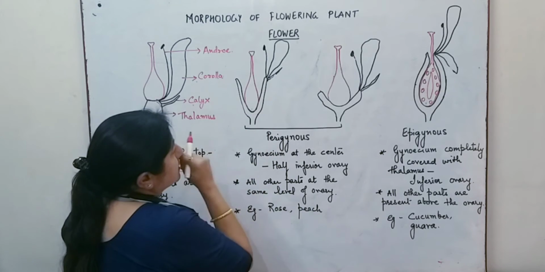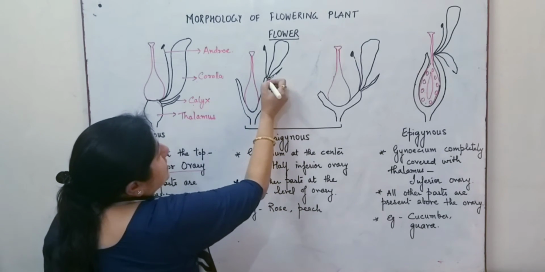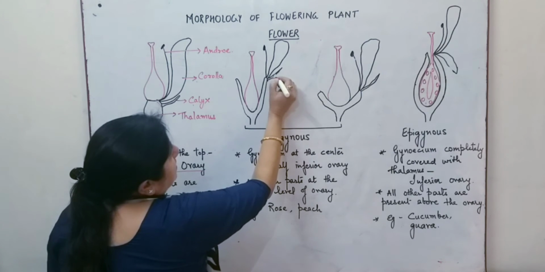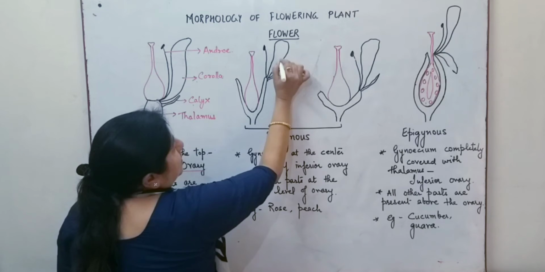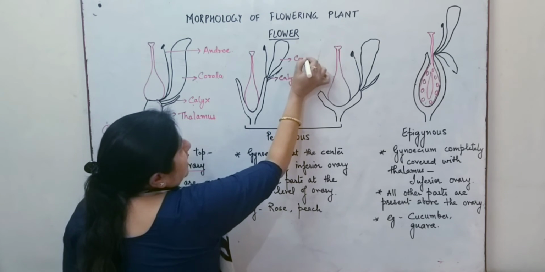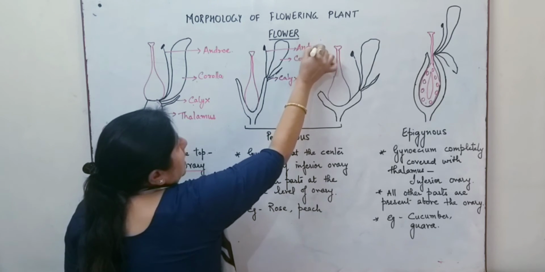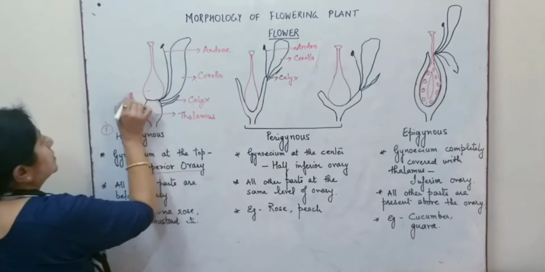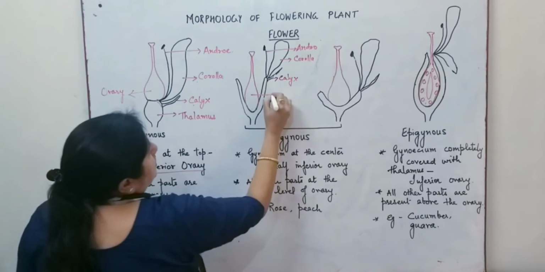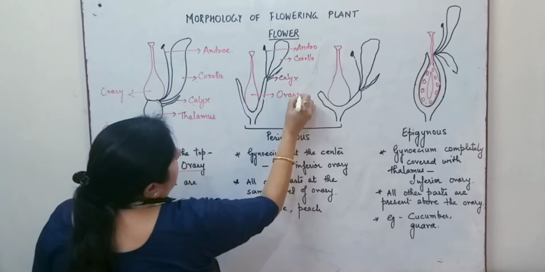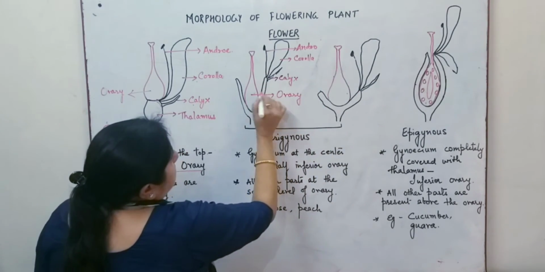So as you can see over here, this is the thalamus again, and these are the floral structures, that is the sepals or the calyx. Then this is the petal or the corolla, and over here is the androecium. And this swollen structure over here is the ovary, and here also this is the ovary. Now here it is almost the same position over here also and here also.